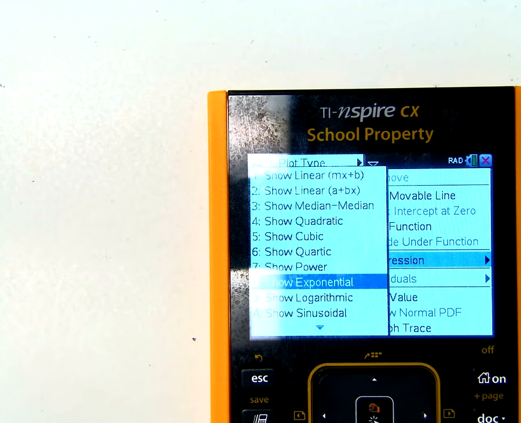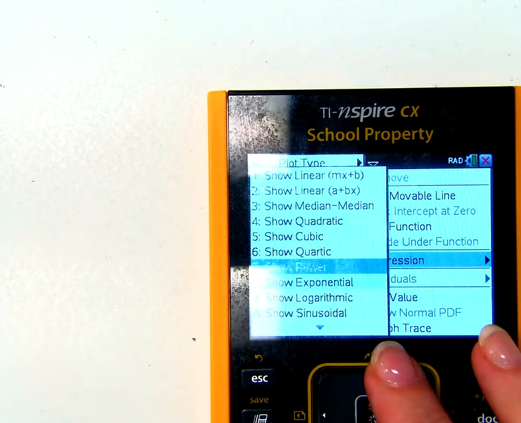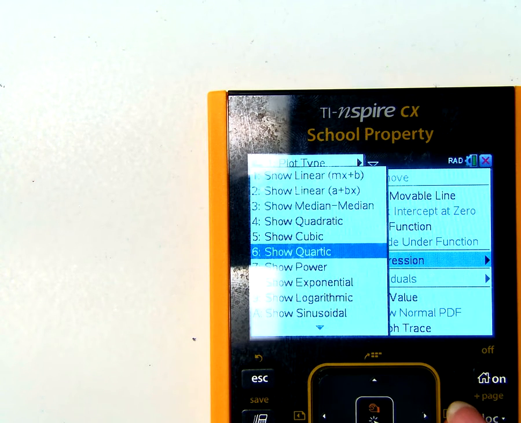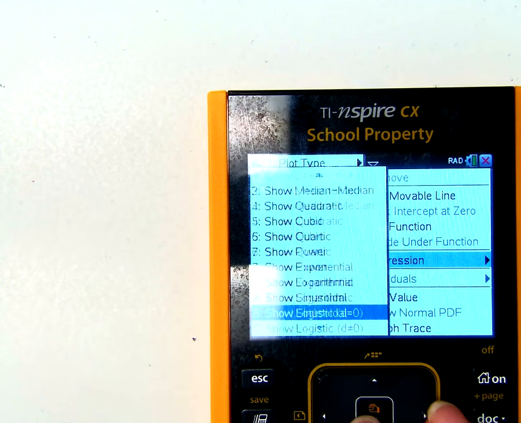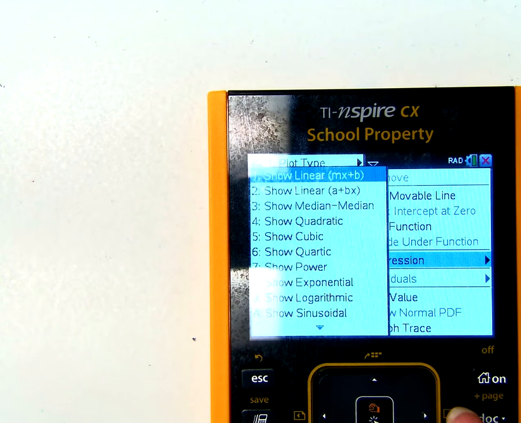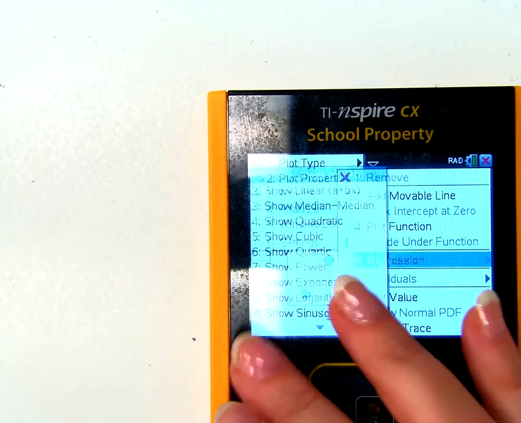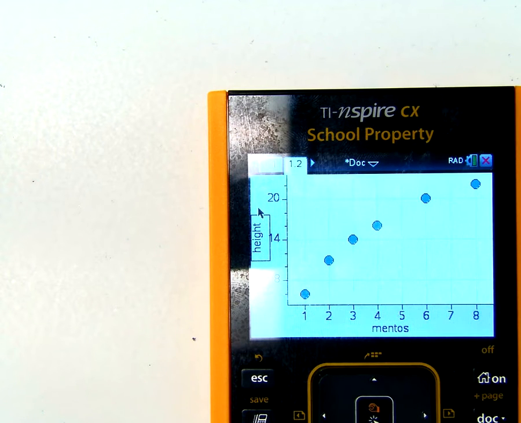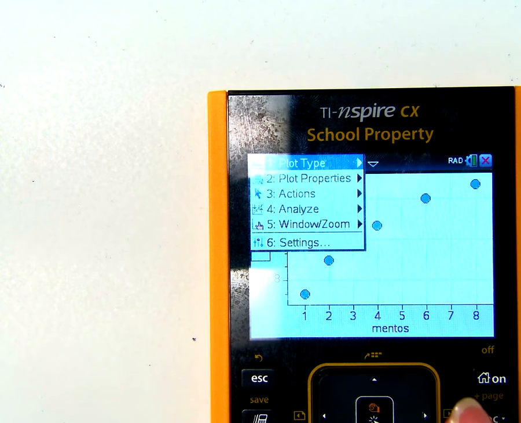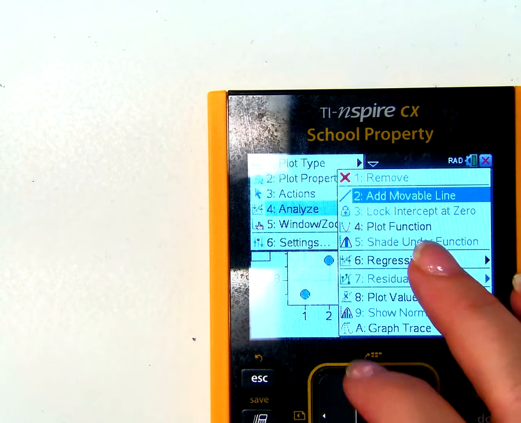Exponential means it's raised to a power that we don't know. We know the power. It's a half. Quartic means raised to the fourth power. So we have a problem, don't we? It's not there. Escape. So now we're going to draw it ourselves. We have to draw it ourselves. Menu, analyze, plot function.